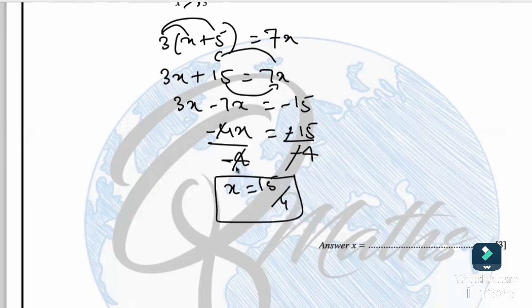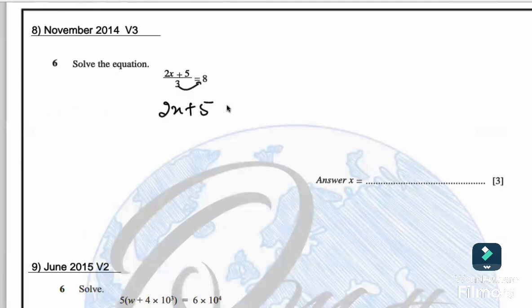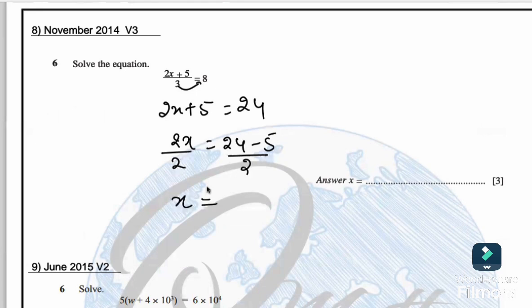Okay. Next, solve this equation. So I told you already, division becomes multiply when it goes to the other side. So 3 into 8, it becomes 24. Therefore, 2x is equal to 24 negative 5. Therefore, divide by 2 on both of the sides. Therefore, x is going to be (24 minus 5) divided by 2, which is going to be 19 by 2, which is 9.5.